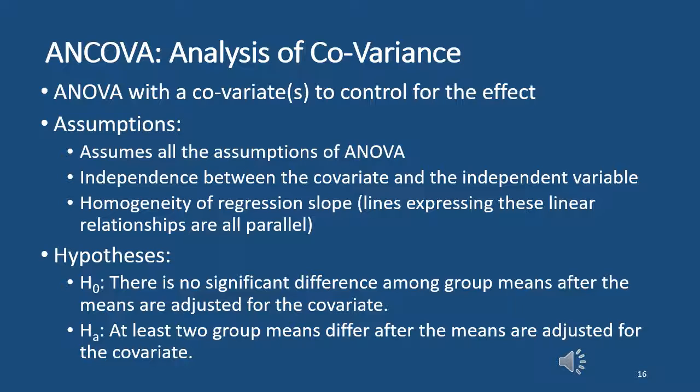Your hypotheses are, your null hypothesis is that there is no significant difference among group means after the means are adjusted for the covariate, and your alternative hypothesis is that at least two group means differ after the means are adjusted for the covariate.